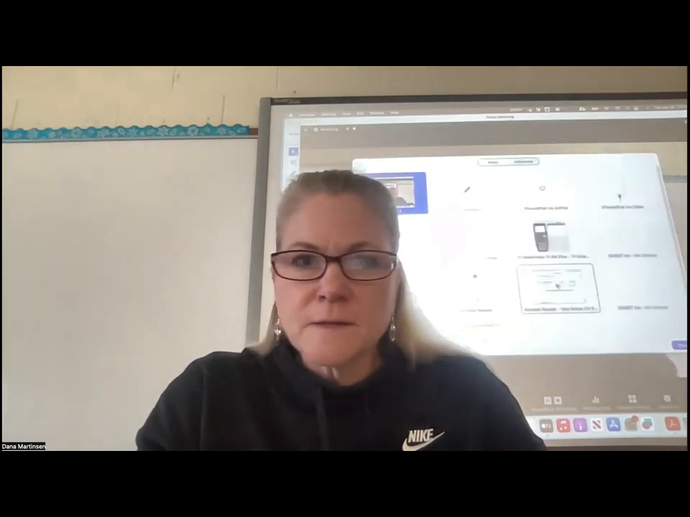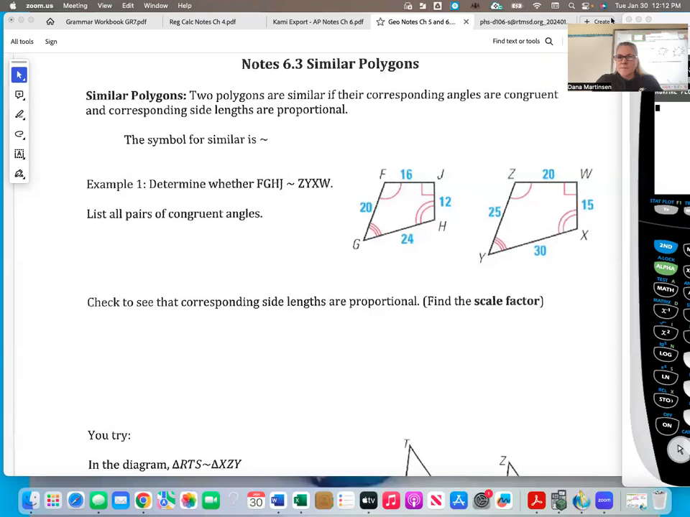All right, so we're going to go through the notes on 6.3. This is on page 19 in your pink booklet. All right, so we're on page 19. You'll need your calculator. I'm going to shrink up my face here because it's just in the way. So what we're looking at is similar polygons.